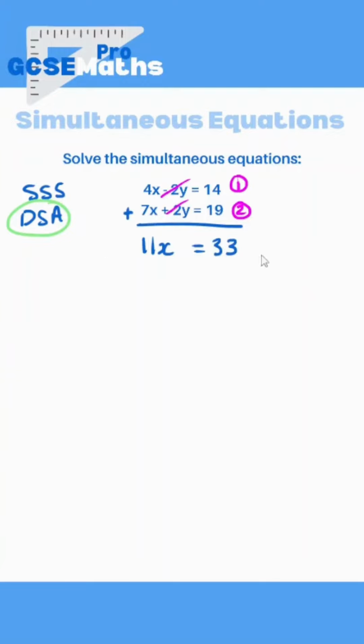So you see how we're left with now just an equation with only one letter. Again, doesn't matter if it's x or y, just as long as you've only got one. At this point, I just solve it as normal. How do I get from 11x to x? Well, I obviously need to divide by 11. So I get x is just 3.